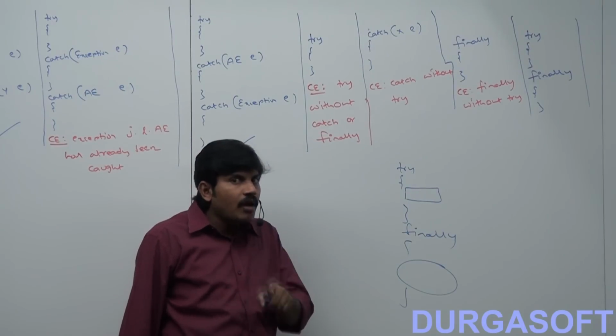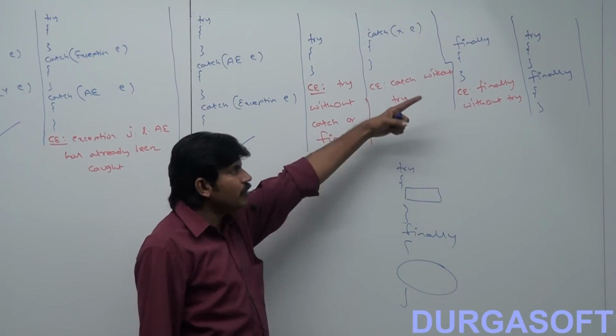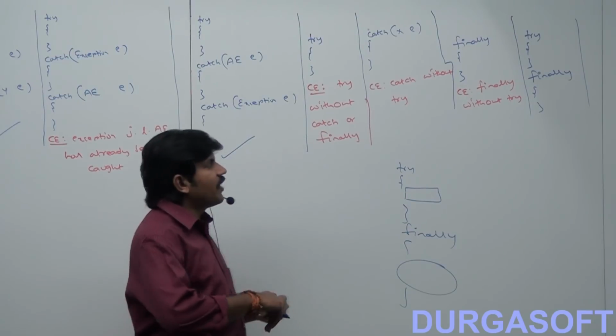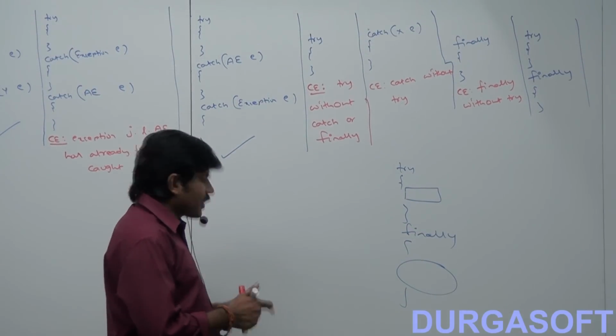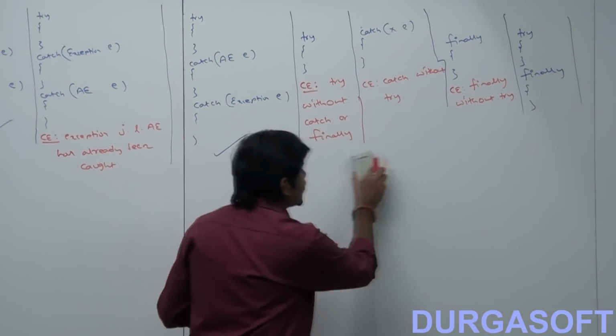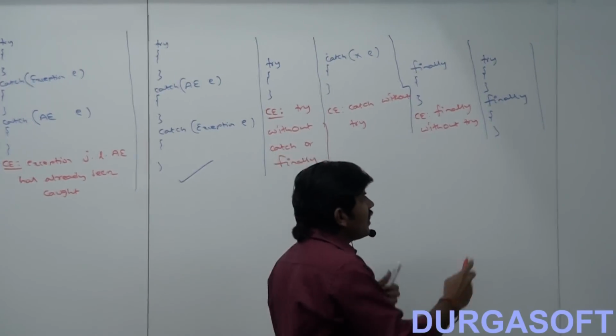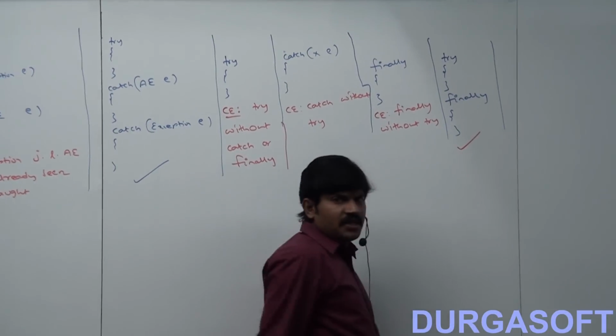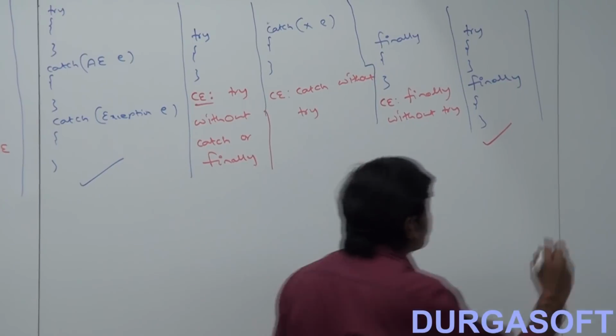If you have this type of requirement, then try followed by finally is a valid syntax, right? Are you getting? Only try followed by finally itself is perfectly valid syntax. Is it valid or not? Valid.